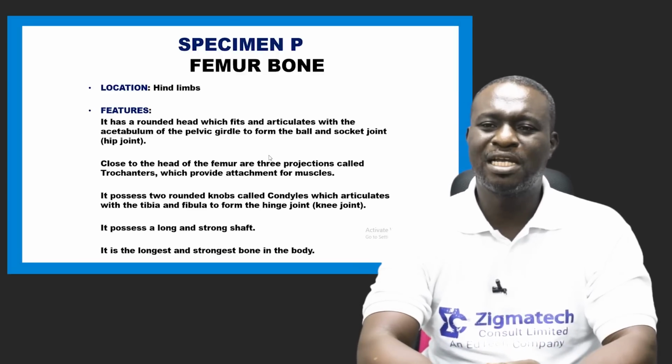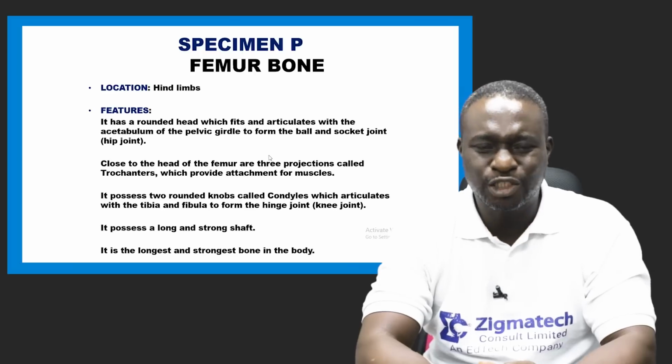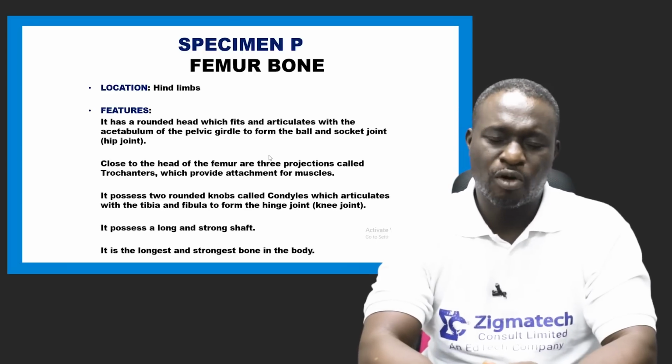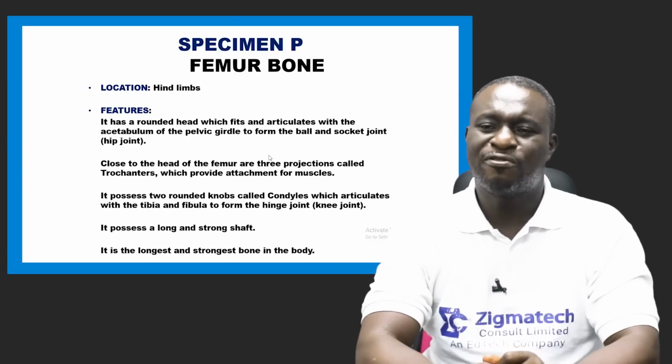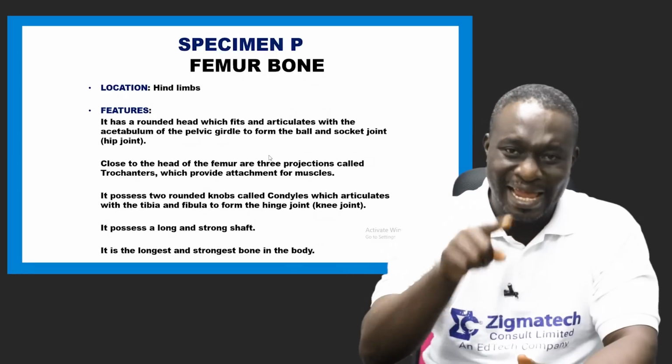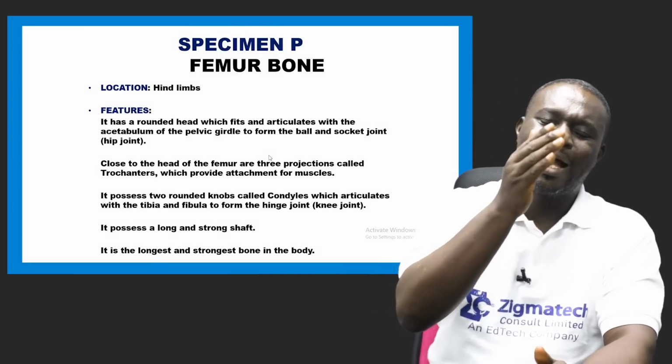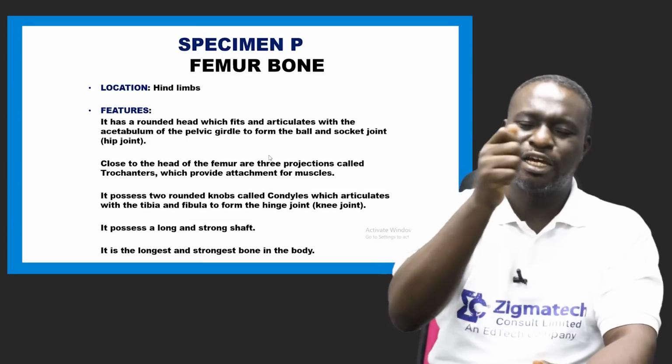Also, please take note of certain features of the femur bone. Number one, the femur bone has a round head, the same way we have the round head in the humerus.